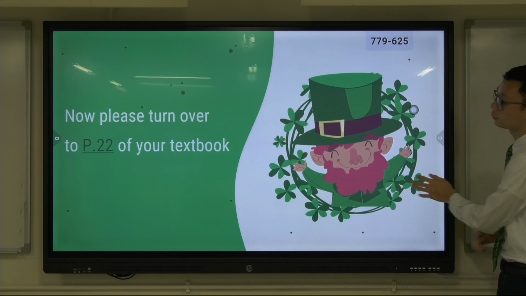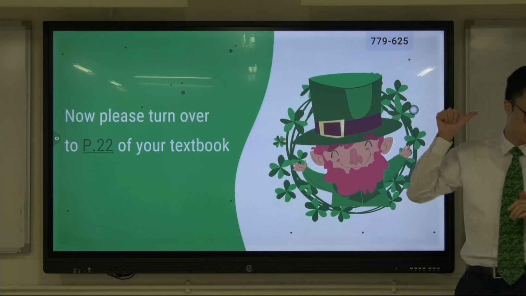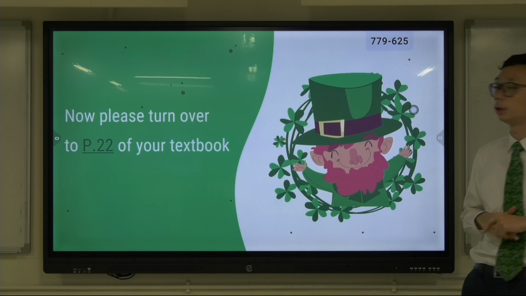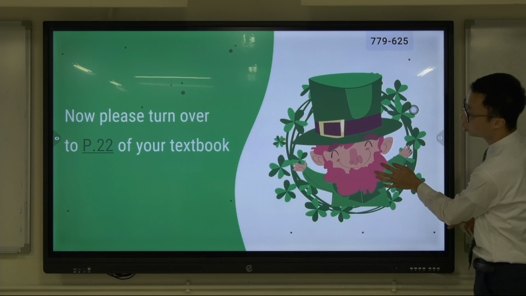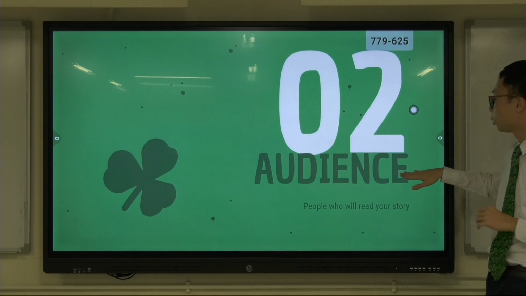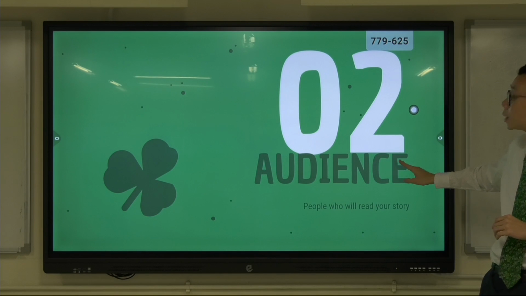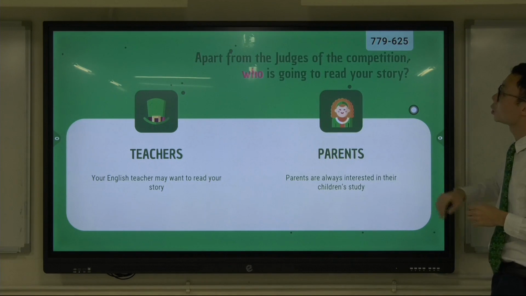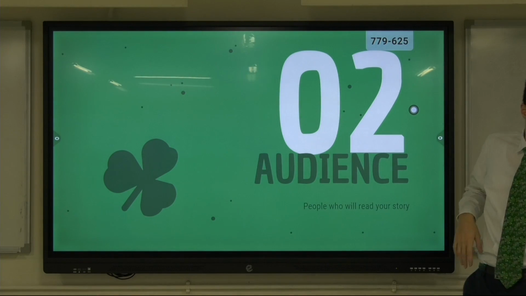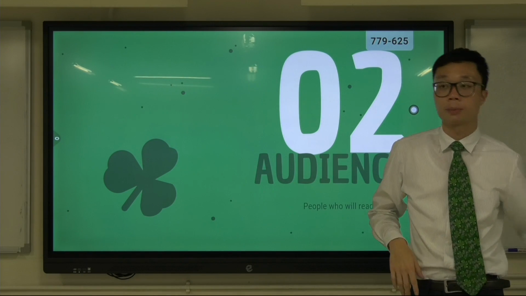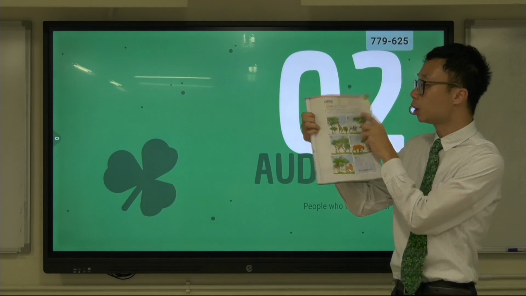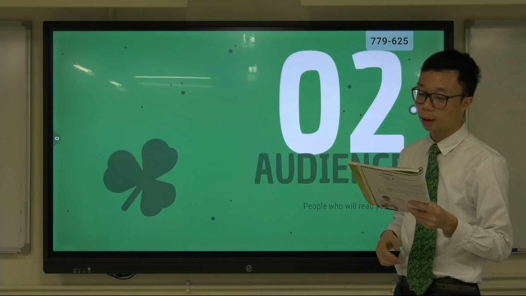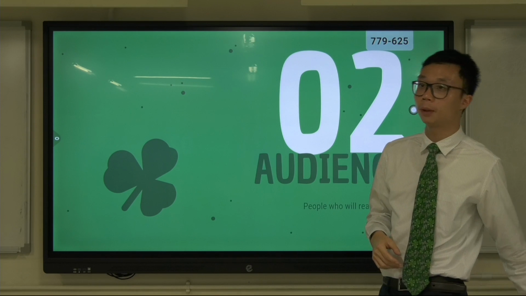Okay, now we'll figure out the purpose, audience, and tone of this text. These three things will determine how you are going to write your story. All right, so audience, 聽眾讀者. That means the people who will read your story. Let's remember the prompt right here on top: the English Club is holding an annual story writing competition, and you want to enter the competition.